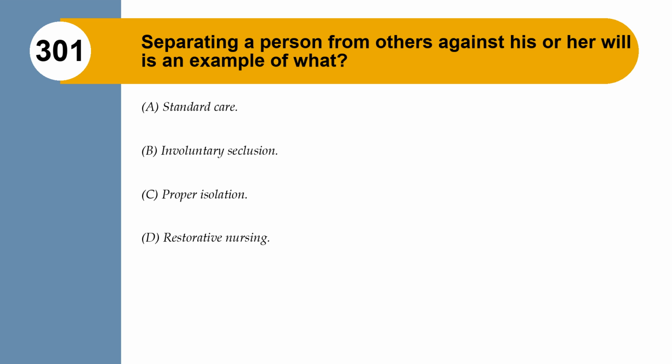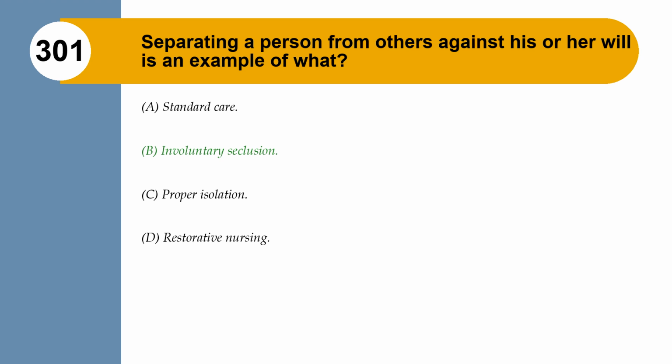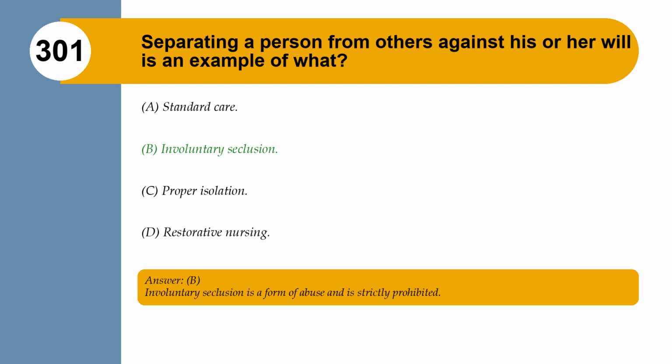Question 301. Separating a person from others against his or her will is an example of what? Option A, standard care. Option B, involuntary seclusion. Option C, proper isolation. Option D, restorative nursing. The correct answer is option B, involuntary seclusion. Explanation. Involuntary seclusion is a form of abuse and is strictly prohibited.